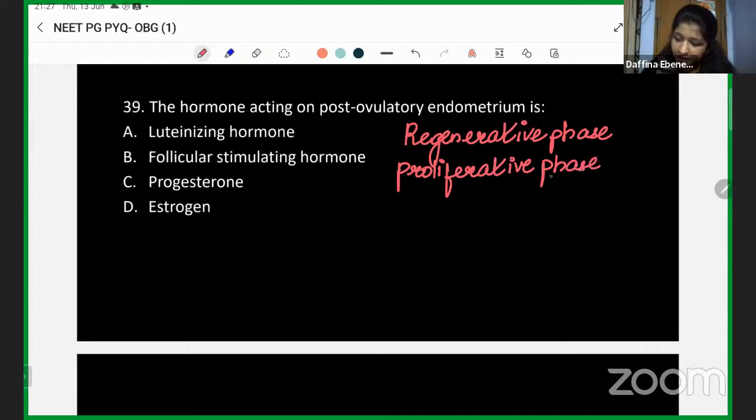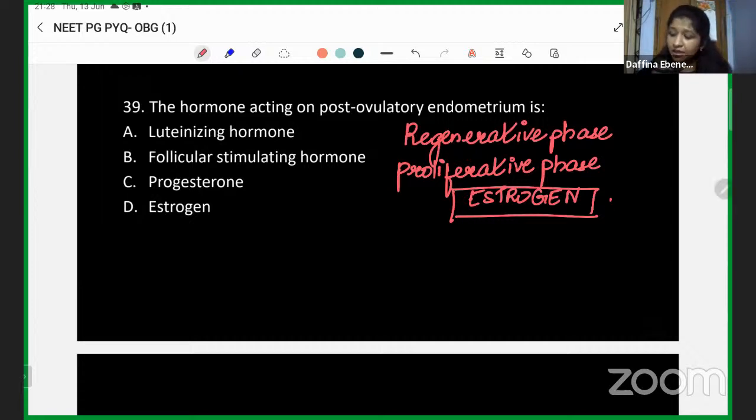Proliferative phase is dominated by estrogen. The endometrial glands and stroma will proliferate. Okay, they will become enlarged. The thickness of the endometrium will be around 10 to 12 millimeter in this stage. This is where ovulation will occur.